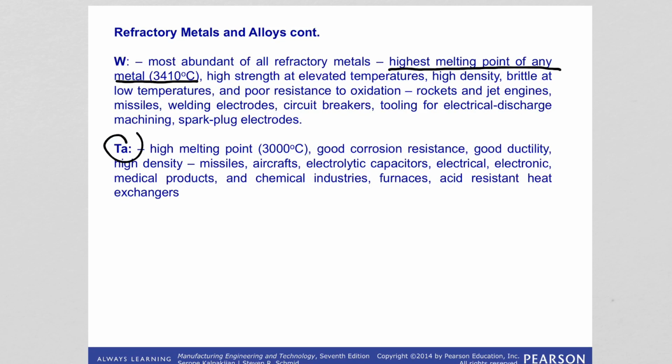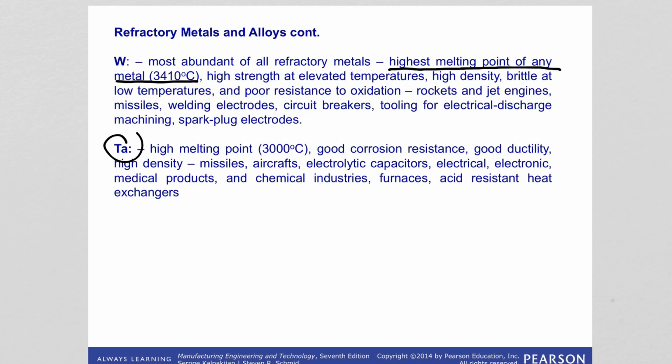Tantalum again has a high melting point, 3000 degrees C, good corrosion resistance, good ductility, and high density. Again it is used in missiles, aircraft, electrolytic capacitors, electrical, electronic, medical products, chemical industries, furnaces, acid resistant heat exchangers. So as you can see, all these alloys have unique properties and unique application areas. All have a wide range of property combinations that make them suitable for different specific applications.